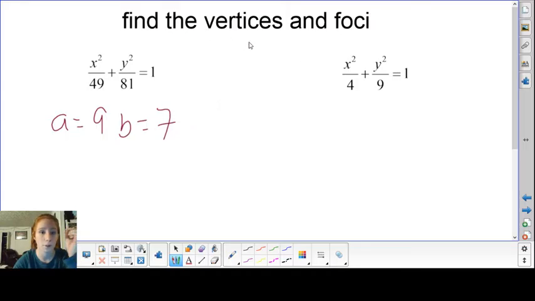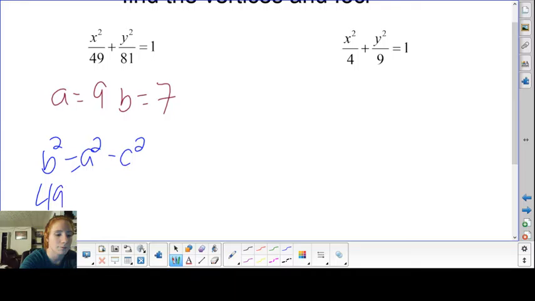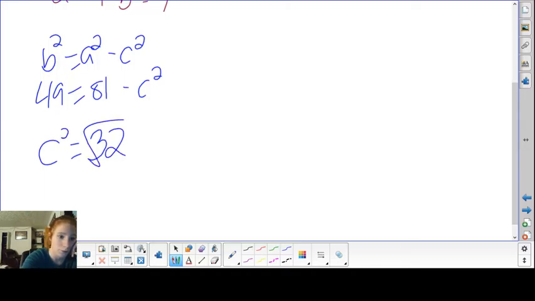Okay, but we want to know the foci. So we've got the vertices, which deal with A, but the foci is C. So what I need to do is use my B squared is equal to A squared minus C squared. B squared here is 49. A squared is 81. Go ahead and subtract 81 and then divide by -1, and I get C squared is equal to 32. I have C squared, so I need to square root both sides. So C is equal to the square root of 32, which will break down to 4 root 2.